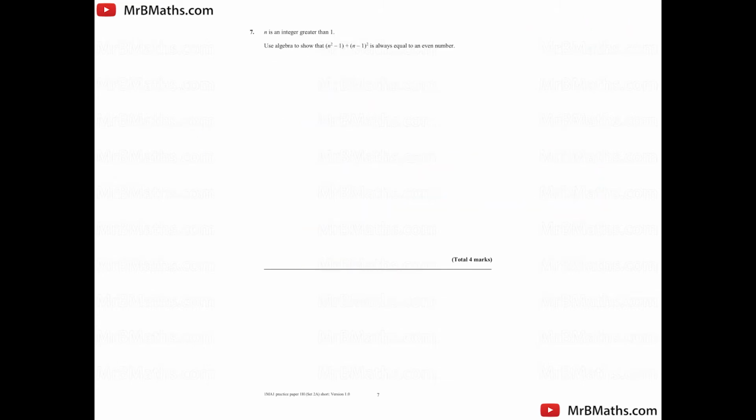Okay, question 7. N is an integer greater than 1. Use algebra to show that n squared minus 1 plus n minus 1 squared is always equal to an even number. So n is an integer greater than 1. Right, so if we have n squared minus 1 plus n minus 1 all squared, so always equal to an even number. Now an even number would need to have a factor of 2.